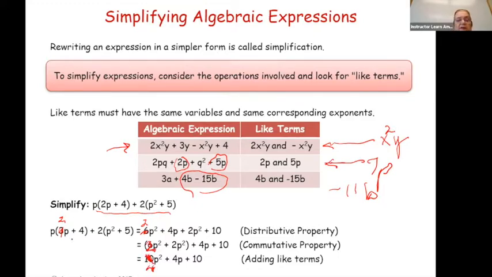And then the p has to distribute over the 4, that gives us the 4p. The 2 distributes over the p squared, as we said already, and the 2 multiplies the 5, giving us 10. So we wind up now with 4p squared plus 4p plus 10 after adding the like terms to get our final answer.